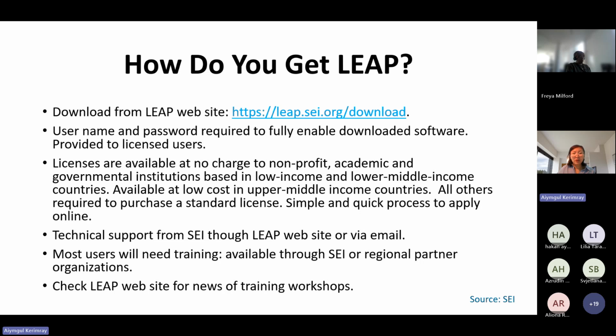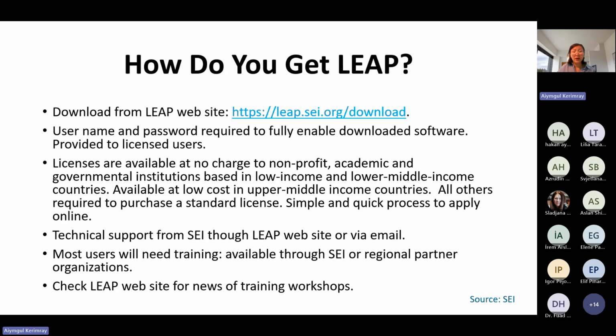LEAP can be downloaded on the LEAP website, and if you're from a low income or lower middle income country, the model is provided for free, and for all other countries it is provided at a certain cost. So a license needs to be purchased, and when you register yourself the first time on the LEAP website, be careful that you select your own country, because based on the country that you have specified, Stockholm Environment Institute will make a decision if it will be free for you or at a certain cost.